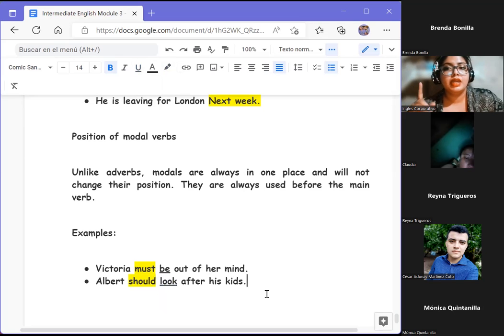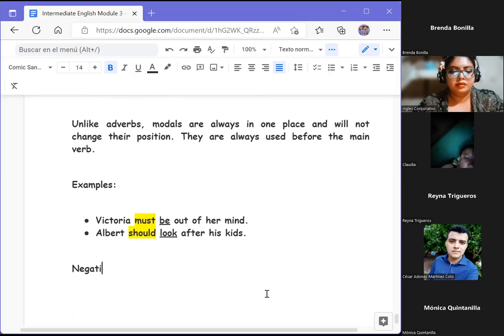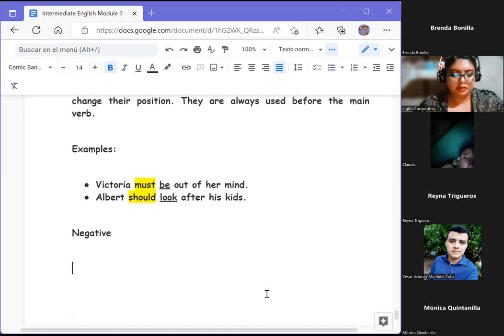And now we're going to see how to use the negative in the adverb and in the modal verb. First, we have the negative modal, and it says that modals can be used to make negative sentences. To do so, we add "not" to the head of the sentence, which is the modal verb.